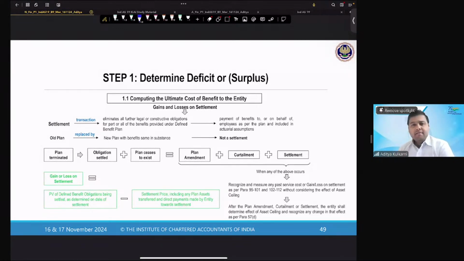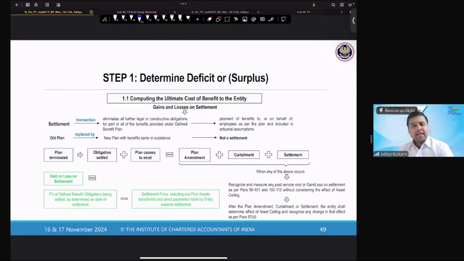I'll come to settlement with the help of an example. I will not be running through this theory at the moment because I feel the example will be more exhaustive in understanding the applications. And then we shall come back to the theory, or you can go through the theory as part of your homework for understanding what actually happens in a settlement.